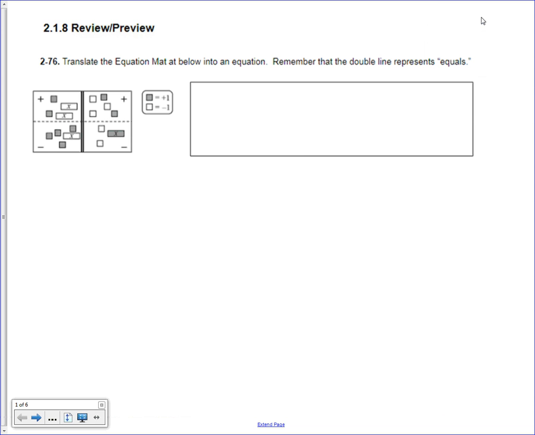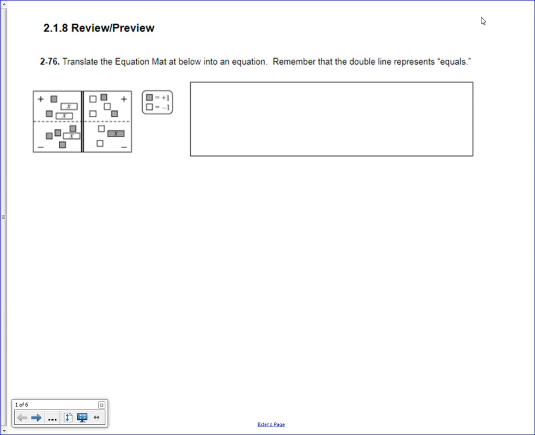All right, here are the homework answers for the 218 review preview. So problem 276 is translate the equation mat into an equation. Remember that the double line represents an equal. So you were just supposed to translate, not simplify, just copy down what is there.